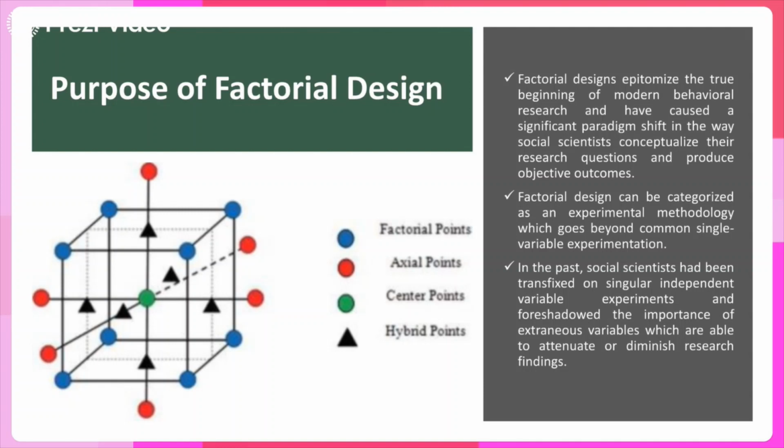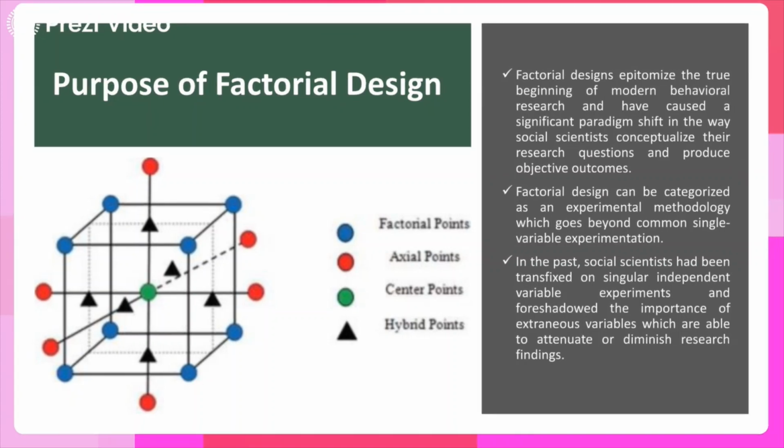As I told you, initially it was one factor at a time, but later it was thought that if we can assess two or more independent factors at a time with different levels, we can have maximum information with the minimum number of total experiments. Social scientists had been transfixed on single independent variable experiments and overshadowed the importance of extraneous variables, which are able to attenuate or diminish research findings. If you can study more factors at a time, you draw more conclusions, and if you stick with one factor at a time, the experiments would be large in number. To restrict this, it is one of the modern-day approaches being utilized.